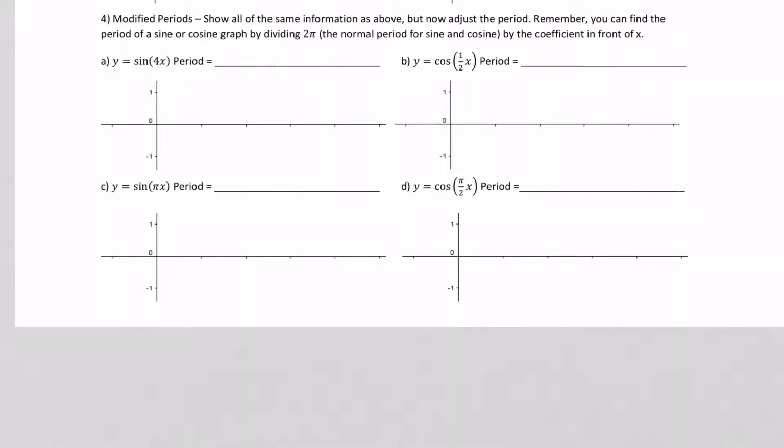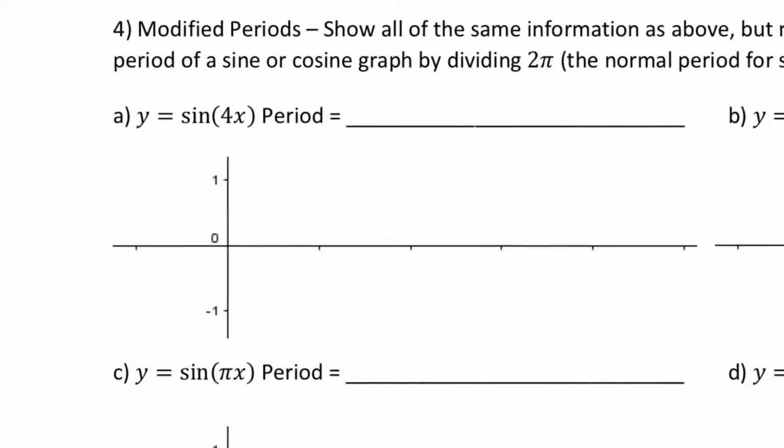So, trig graphs start to become more useful once we begin to modify the length of the periods, because then we can use them to model all sorts of real-life scenarios where an object is oscillating or rotating or vibrating or something like that. So, we want to figure out how to do that now. And we have a variety of different examples here. So let's look at this first one, sine of 4x.